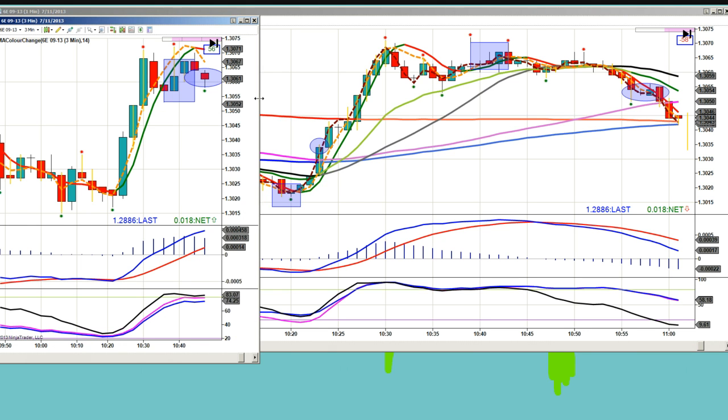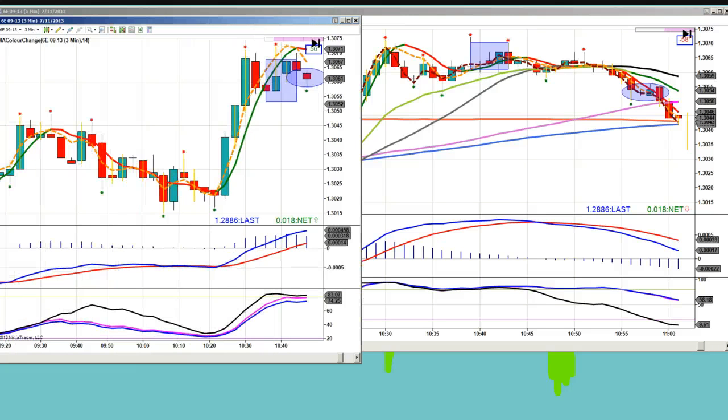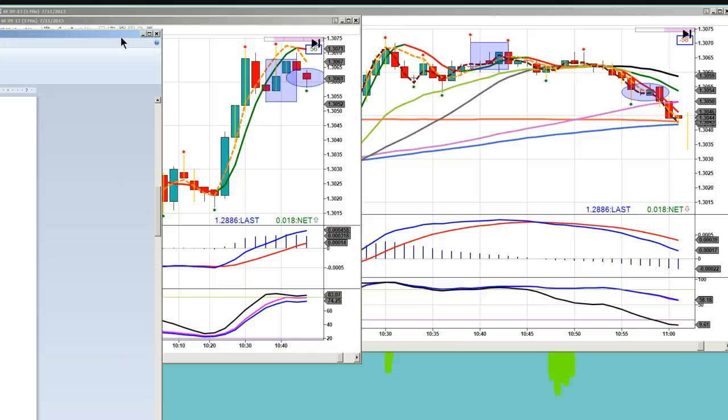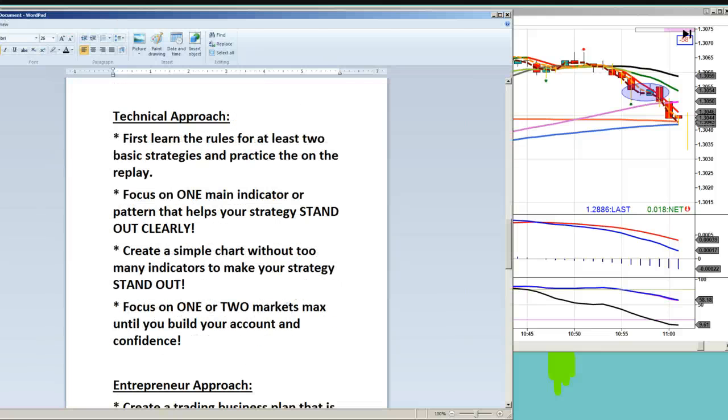So here, using your 3-minute chart, this is what you want to focus on. Remember what we talked about here? You want to choose, in the world of technicals, one main indicator or pattern that helps your strategy stand out clearly. So you're not going to get faked on every move.